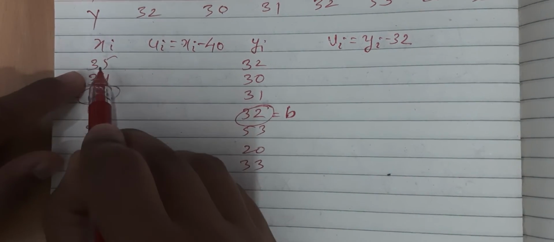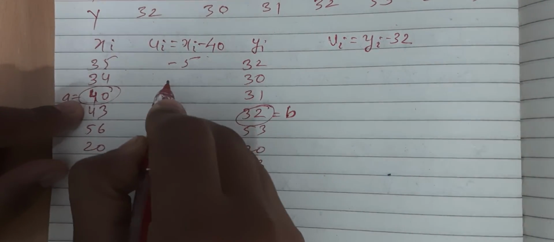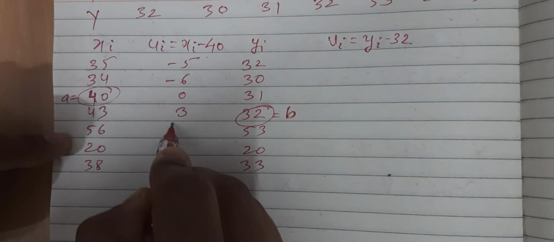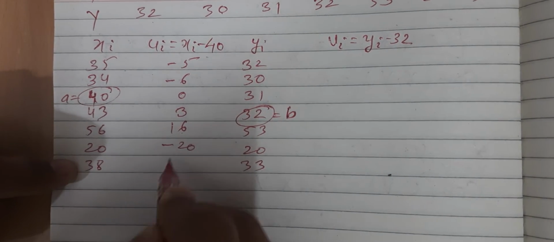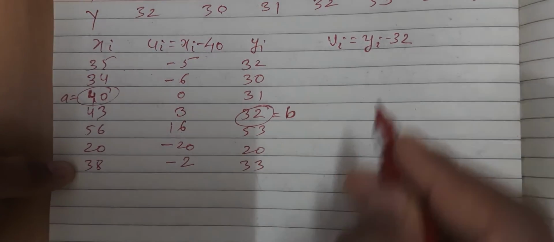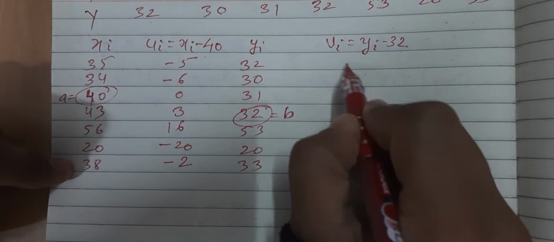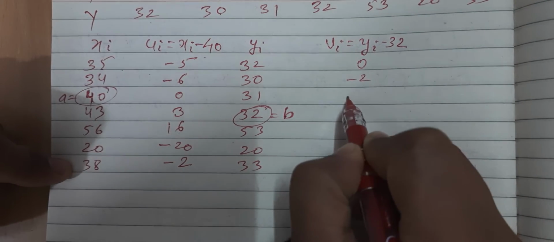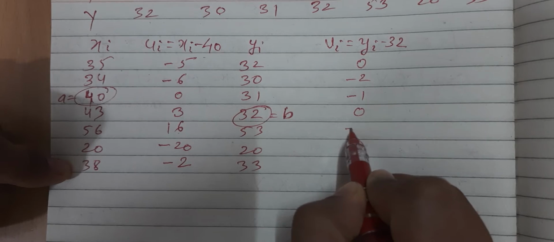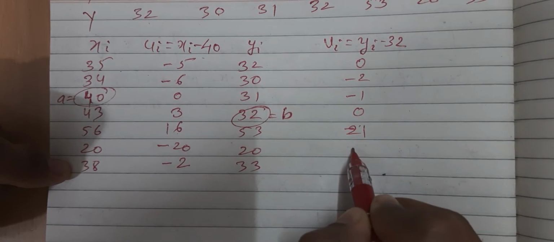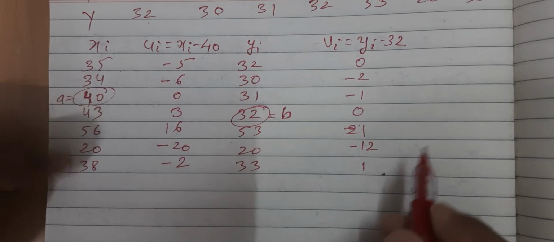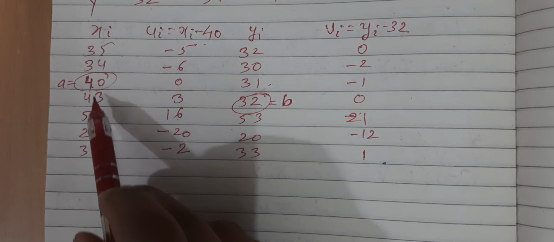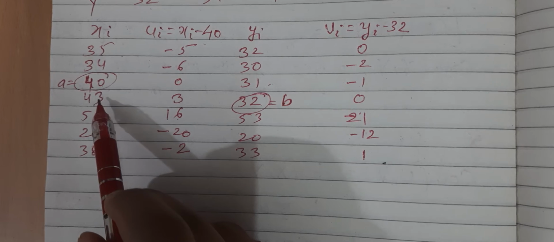So now we'll subtract. So 35 minus 40 is minus 5, minus 6, 0, 3, 60, minus 20, minus 2. Similarly, vi. Again I am saying you can also take 31 as B, or you can also take 43 as A.